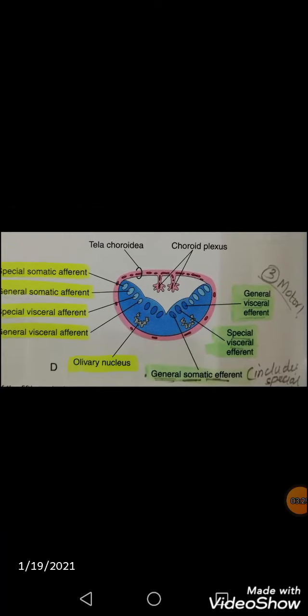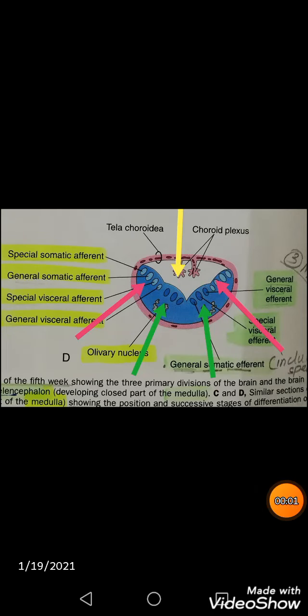Now look into the picture. Please concentrate again on the picture in which I have marked them with the arrows. The yellow arrow is in the fourth ventricle, and you are looking at the pink arrows laterally representing the area of the alar plates, and the green marking is for the area of the basal plate. So basal plates have taken the medial position and the alar plates have taken the lateral position.